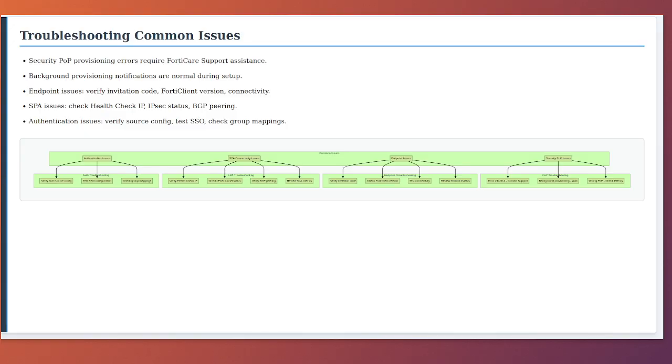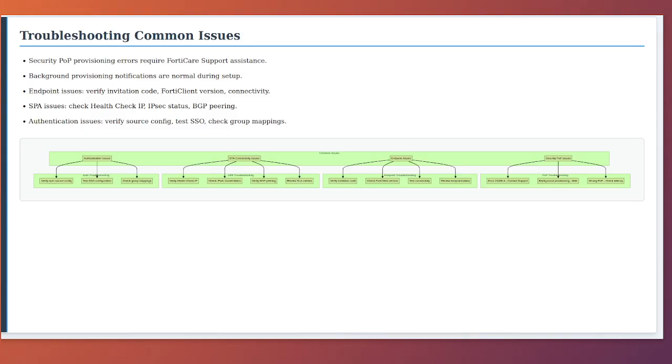For security POP provisioning issues, if you receive the error 21400.4 failed to configure security POP during initial provisioning of a new instance, this typically indicates a back-end configuration issue. You should contact FortiCare support with the error details for assistance. If you see the notification background provisioning for a specific security POP is still in progress, please check back later. This is normal during initial setup. Security POP provisioning can take some time, and you should wait for the process to complete before expecting full functionality.